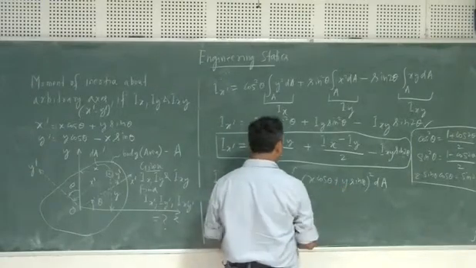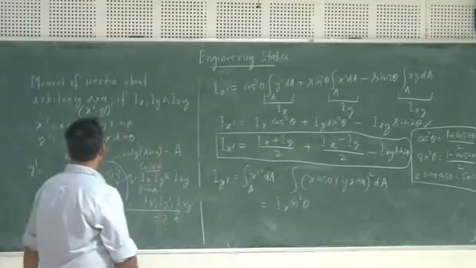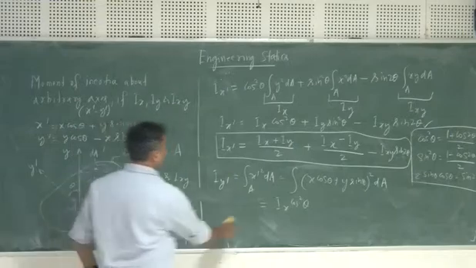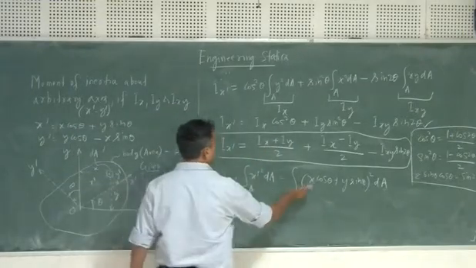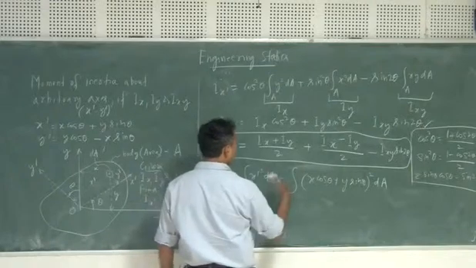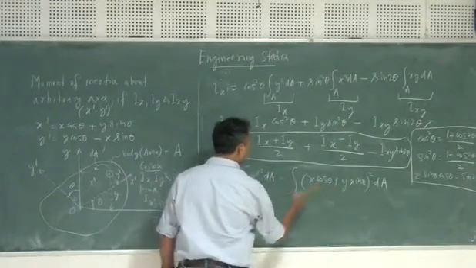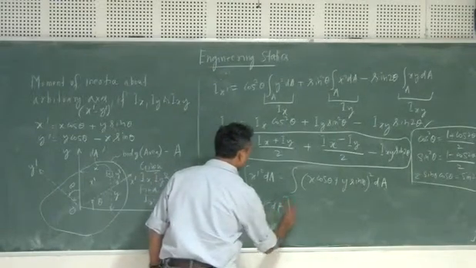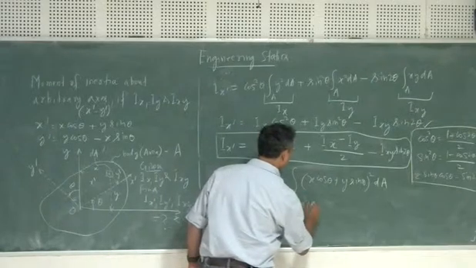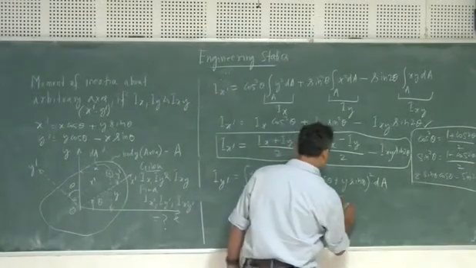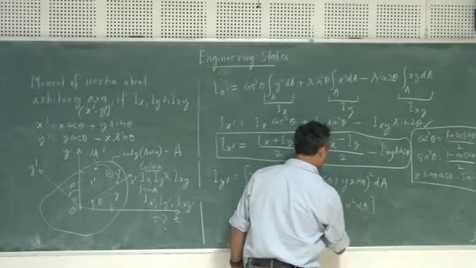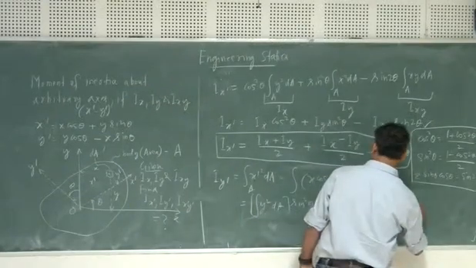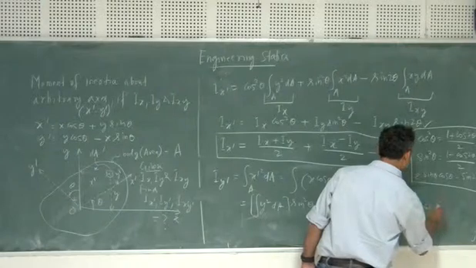And so in this case, here you will be having x square cos square theta, which is x square dA, and then y square dA sin square theta, plus x square dA cos square theta, right? Plus sin theta cos theta.